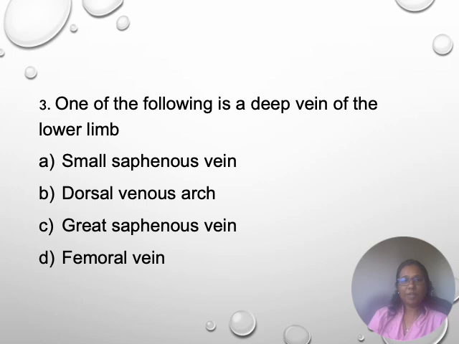Third question, one of the following is a deep vein of lower limb. Option A, small saphenous vein. Option B, dorsal venous arch. Option C, the great saphenous vein. Option D, femoral vein. The first three are superficial set of veins. The small saphenous, dorsal venous arch, the great saphenous are the superficial set of veins present in the superficial fascia, whereas the femoral vein belongs to the deep set of veins. So answer is D, femoral vein.